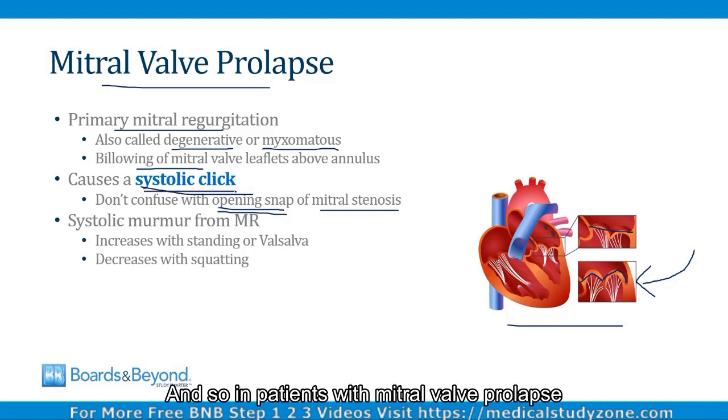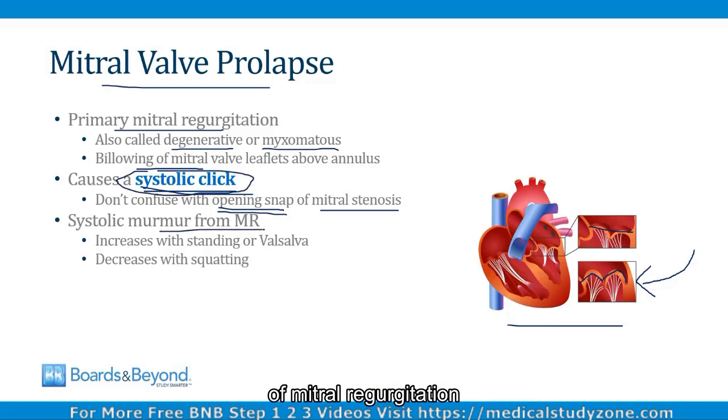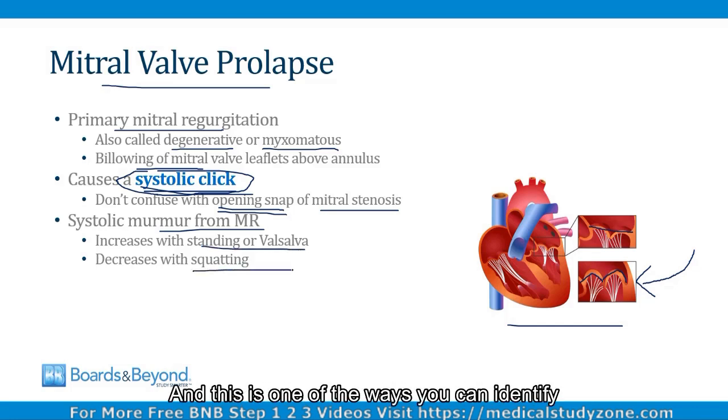And so in patients with mitral valve prolapse, they will have the systolic click, and that will be followed by a murmur of mitral regurgitation, because they almost always have some degree of mitral regurgitation. And this murmur of mitral regurgitation has some unusual characteristics. It increases with standing or Valsalva, and it decreases with squatting, and this is one of the ways you can identify this murmur with the stethoscope. And I talk about this in more detail in the video on heart murmurs.